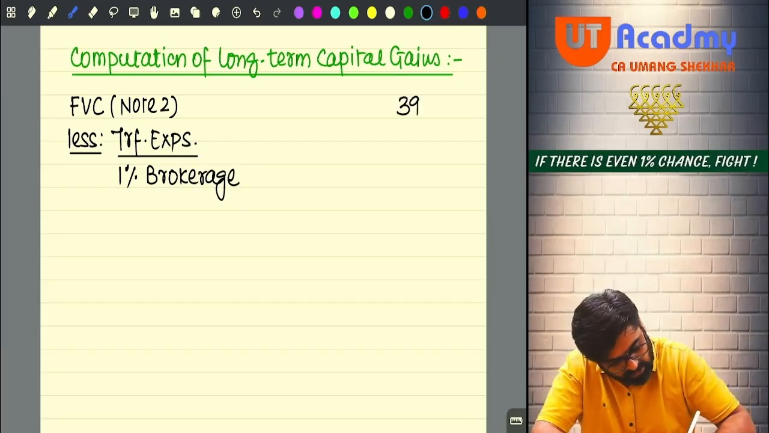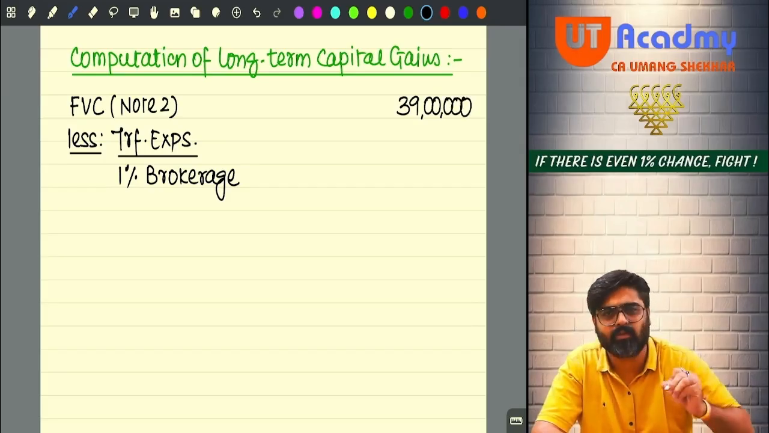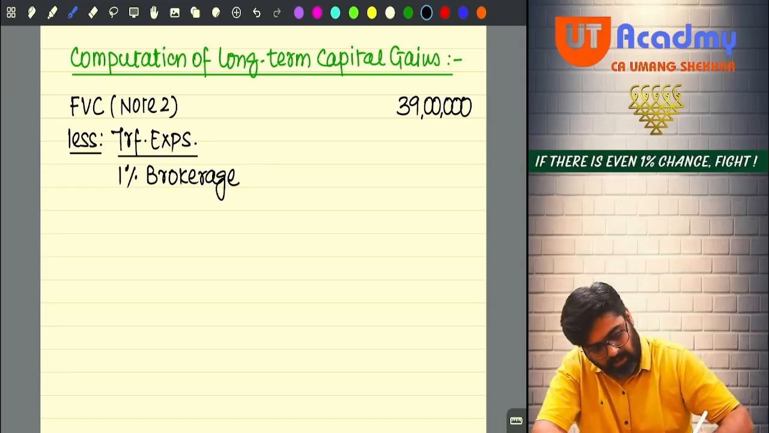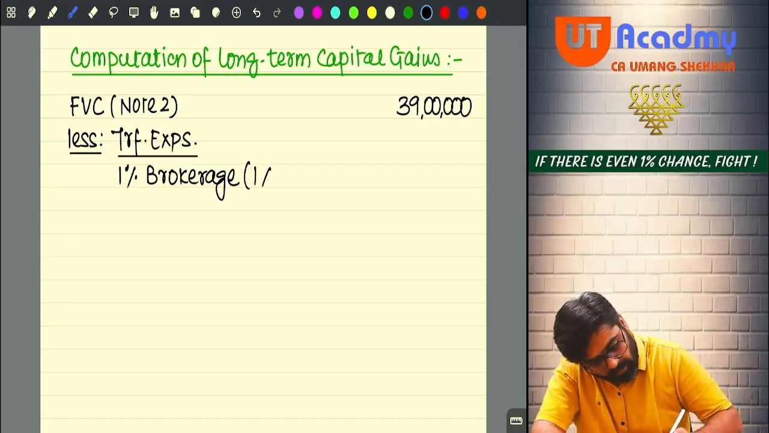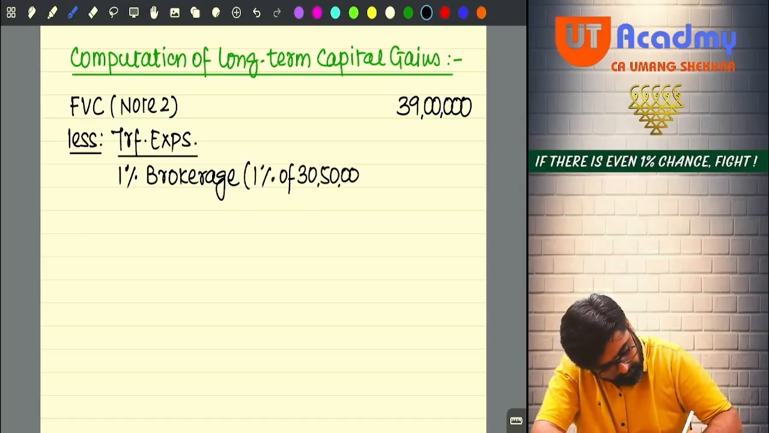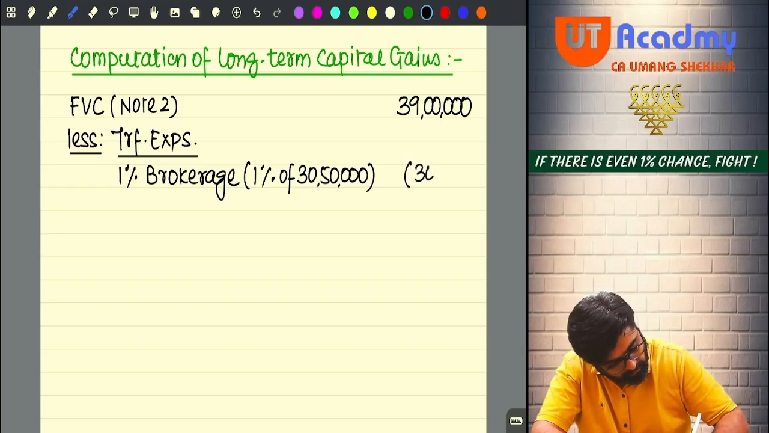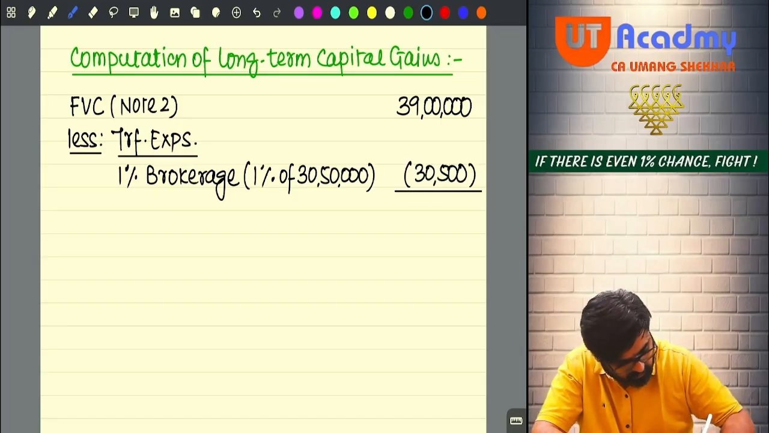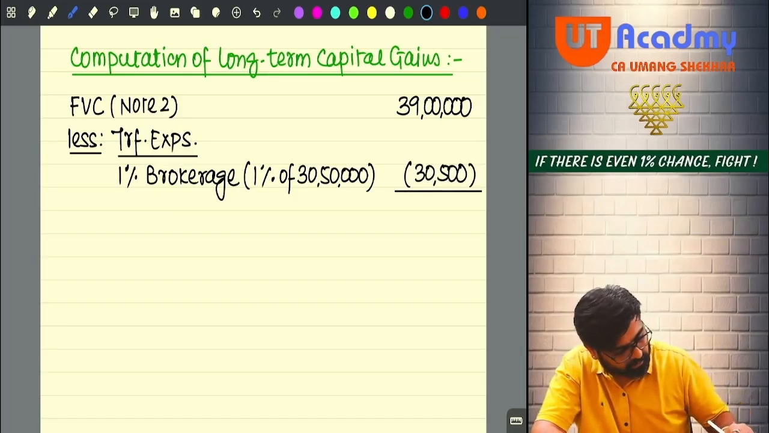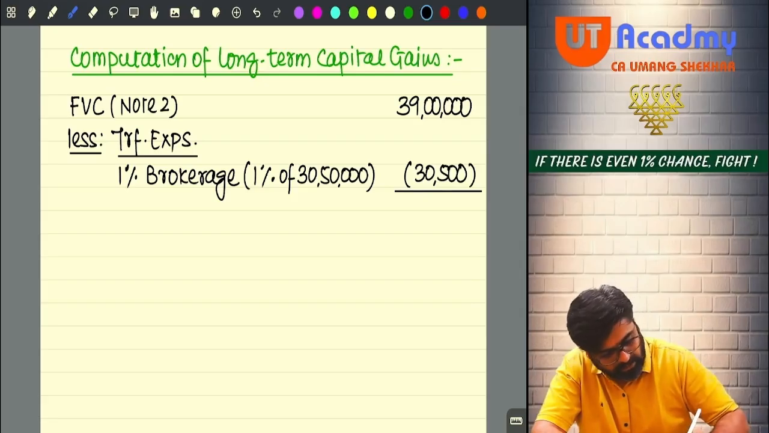39 lakhs. For that, I will do a working note. We have already calculated 39, no? We just have to show it in the working note only. Okay. Now, brokerage will be 1% of 30,50,000. So 30,50,000 into 1% will be 30,500. Now if I reduce this minus 39 lakhs, I will get 38,69,500.